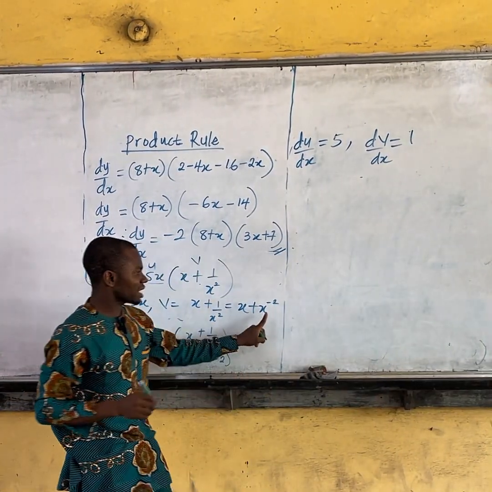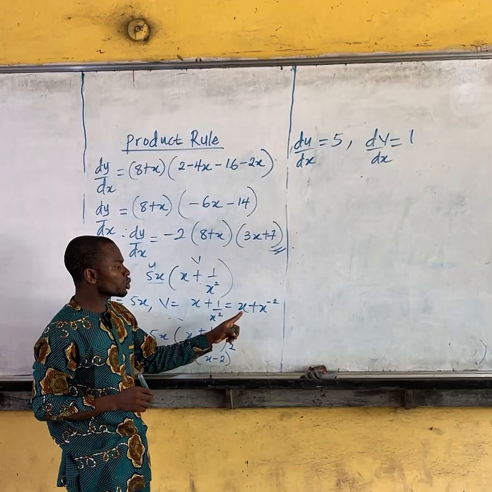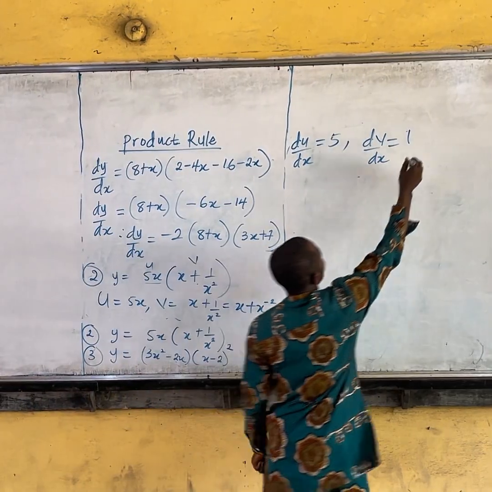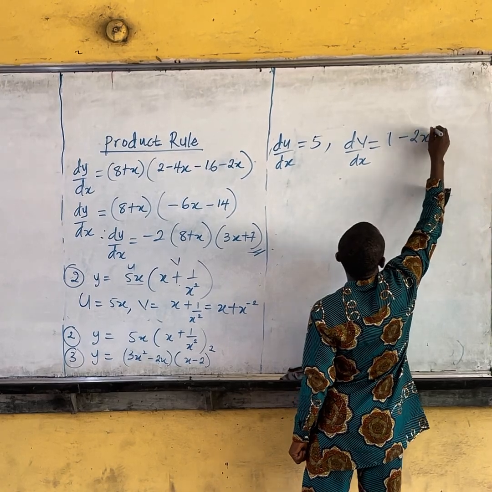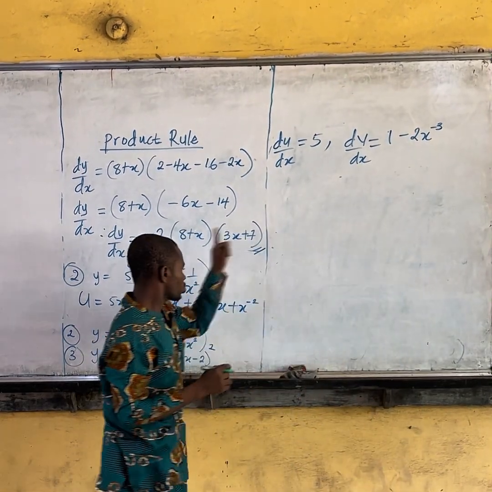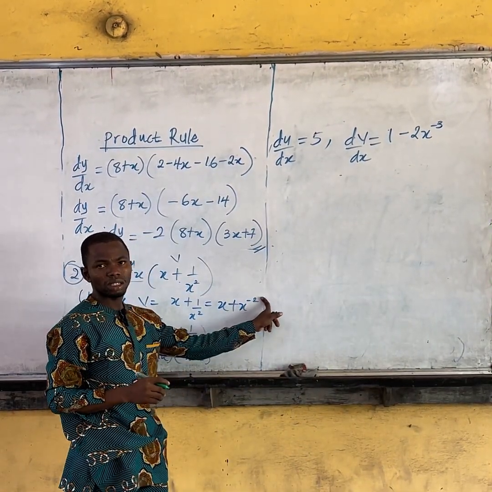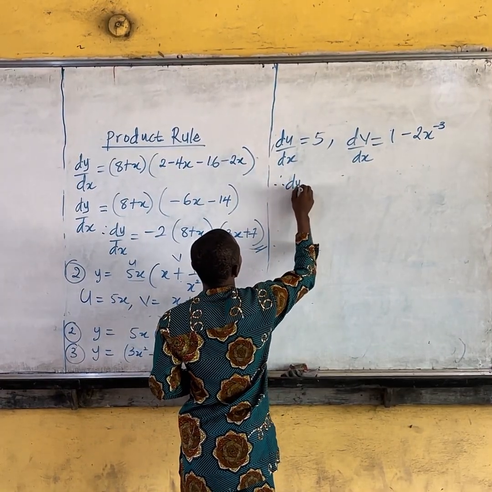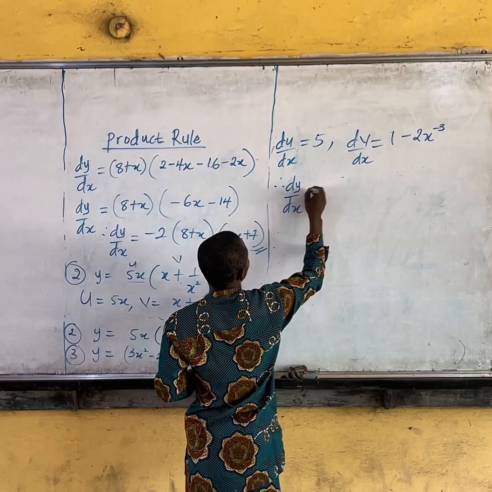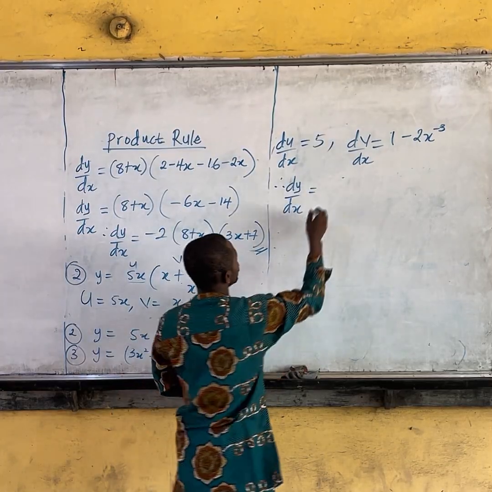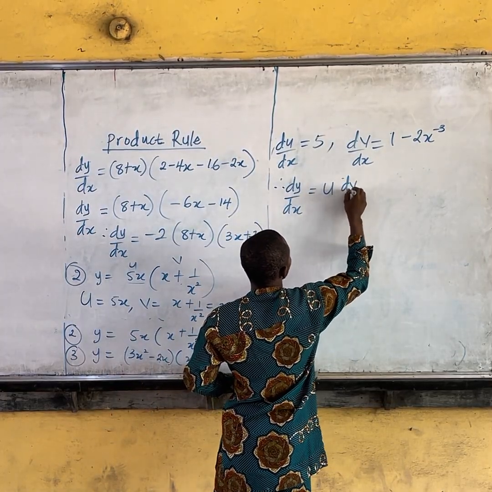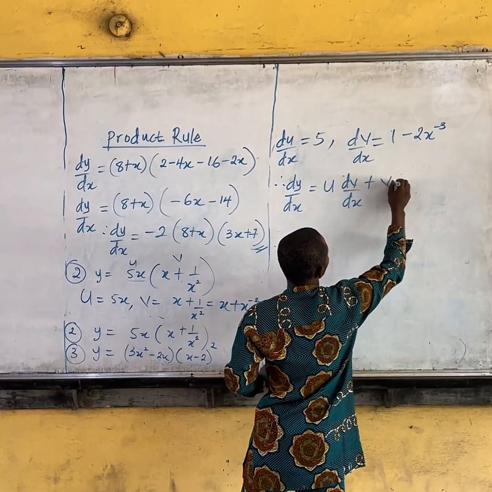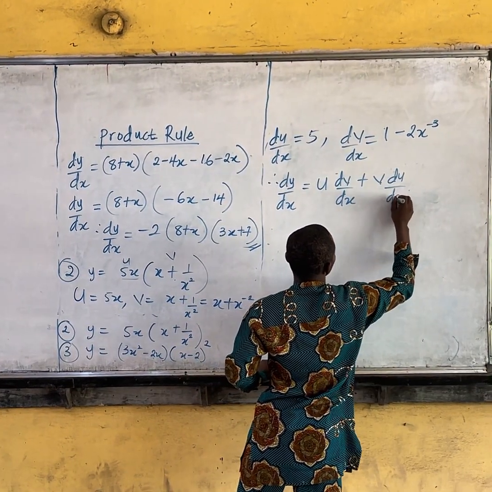If I differentiate x raised to the power of minus 2, it will give me minus 2x raised to the power of minus 3. That is minus 2 times plus minus 2, remove 1, that is minus 3. So I can now know that therefore dy over dx, now using the formula for products, equals u dv over dx plus v du over dx.